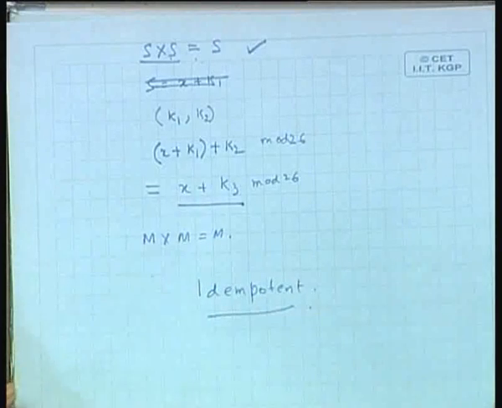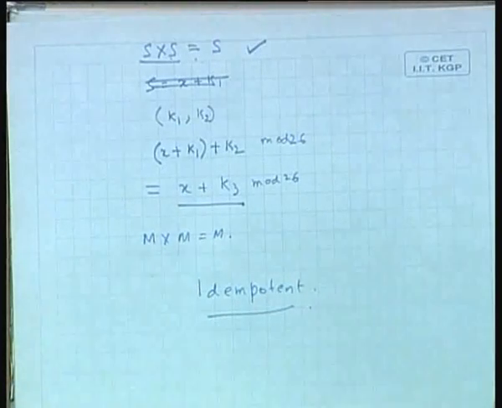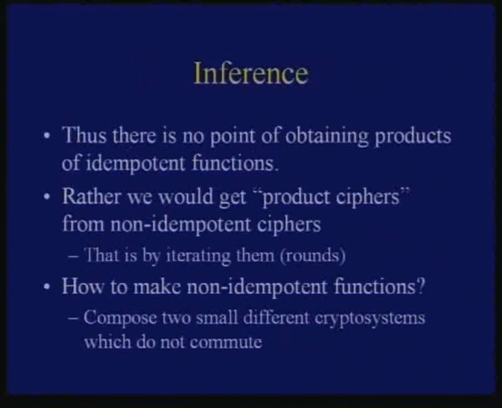So we have defined what is a commutative cipher, and we have defined what is an idempotent cipher, and what we will now consider is what happens if we compute the product of such ciphers which are commutative as well as idempotent. Actually, that we can observe from this fact. What we are trying to observe is that there is no point in obtaining products of idempotent ciphers. If you take m cross m, it's the same thing as m. So there is no point in doing such products. Rather, we would get product ciphers from non-idempotent ciphers, that is by iterating them.